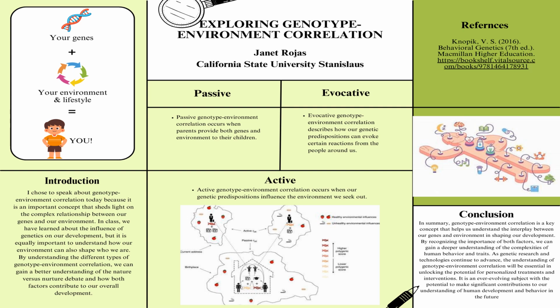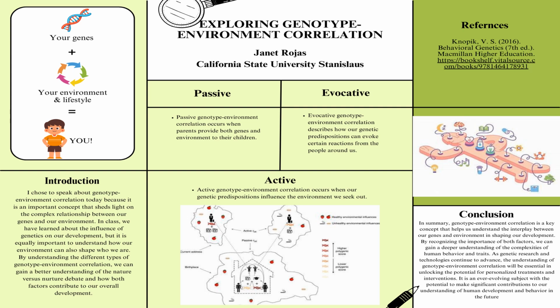Our third is the active genotype-environment correlation. This occurs when individuals actively seek out environments that are compatible with their genetic makeup. For instance, a child with a genetic predisposition for intelligence may seek out challenging academic environments that allow them to excel. This type of correlation is a conscious choice made by the individual and it's a result of their genetics influencing their preference and interest.